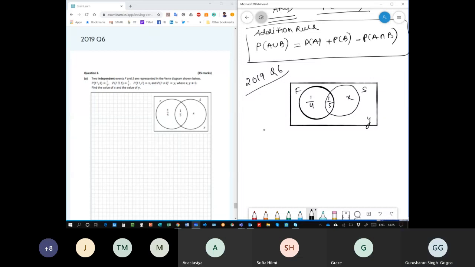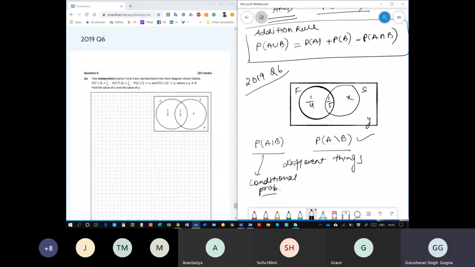Now don't get confused between A vertical line B or A slash B. These are two different things. Can someone explain to me what this A slash B means? This one I already explained to you. This is conditional probability. What do you mean by A given that B occurred?